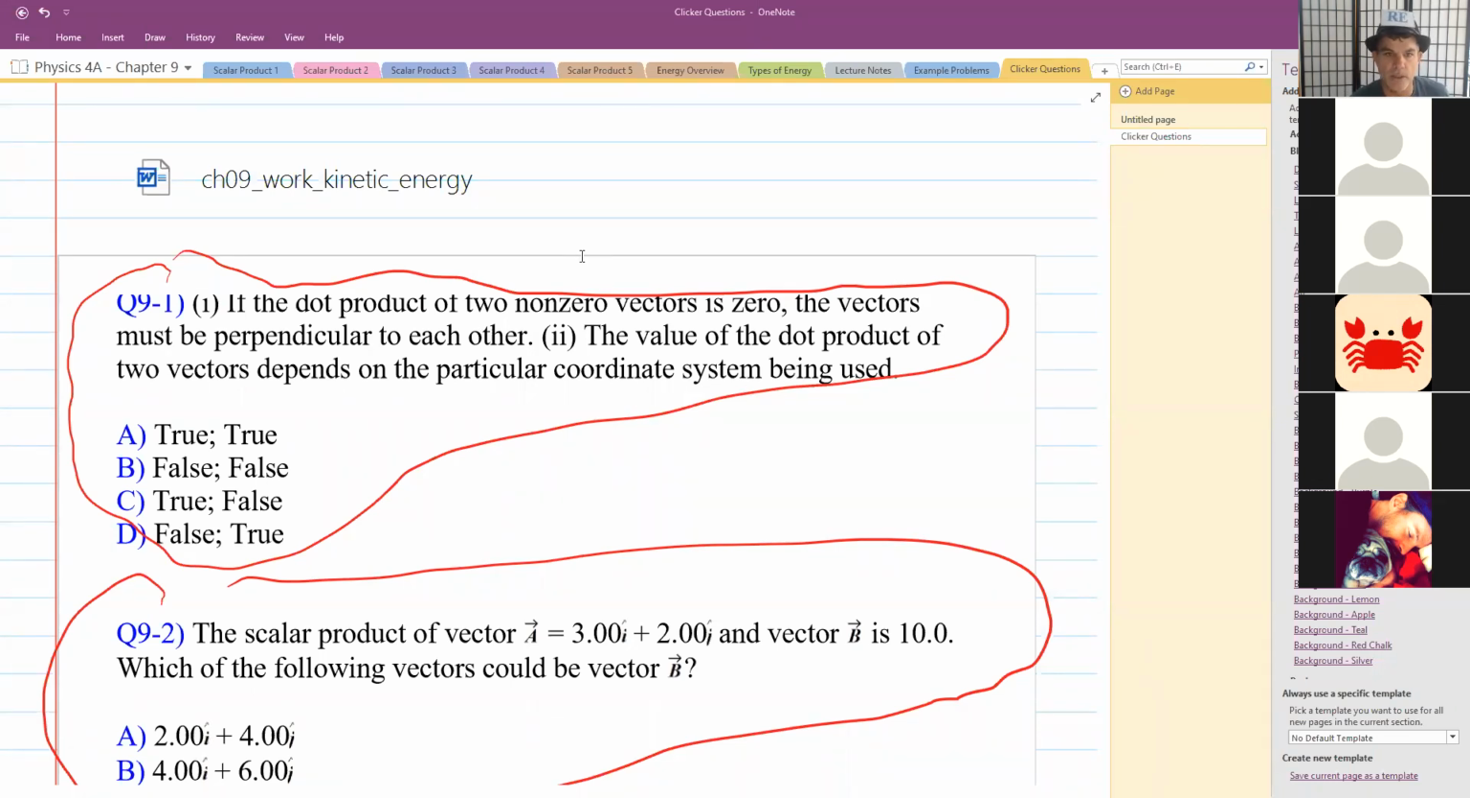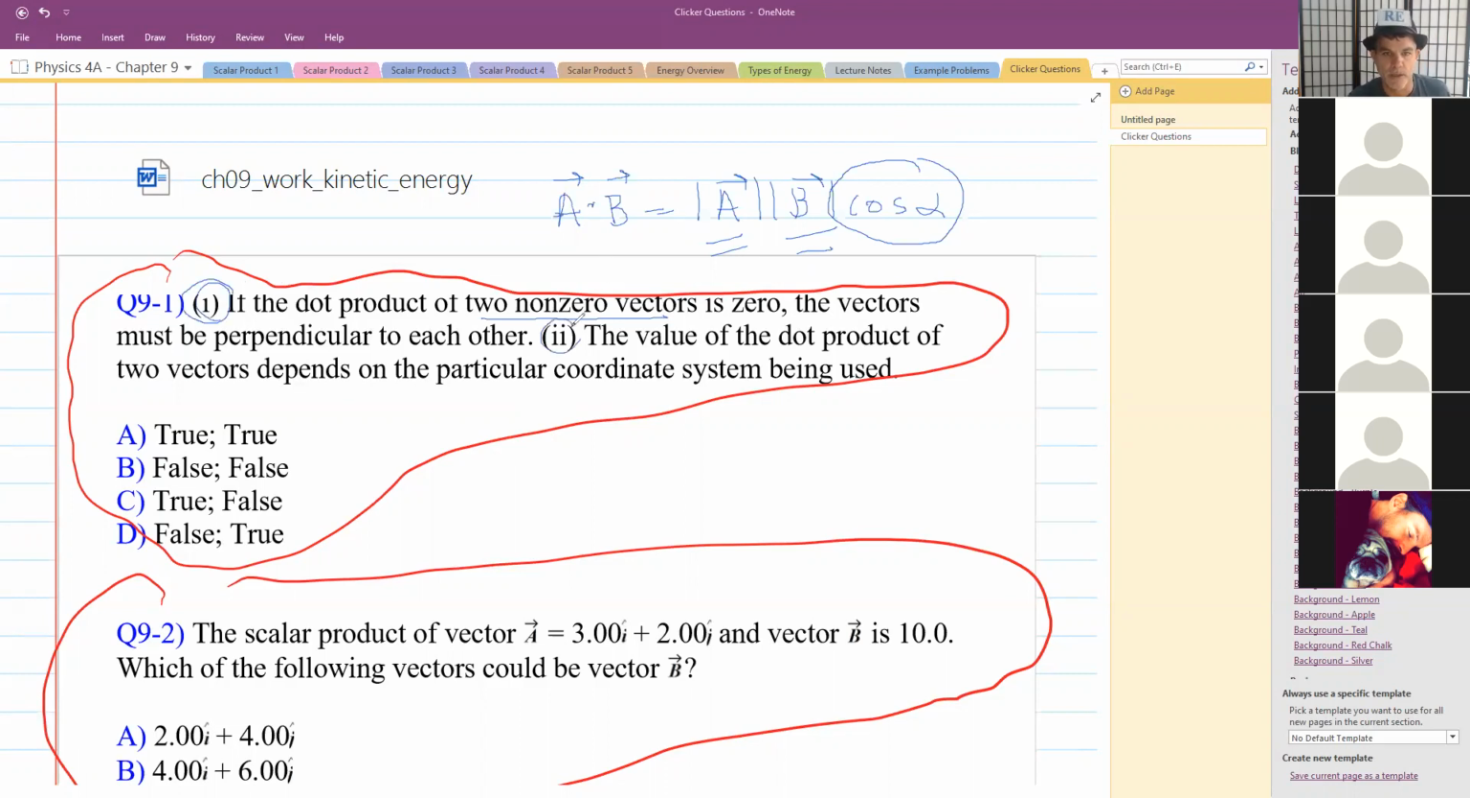From this definition of the dot product, A dot B is the magnitude of A times the magnitude of B times the cosine of the angle between the two vectors. You're told that these are non-zero vectors, which means the magnitude of A is not 0, the magnitude of B is not 0. So the only way that the dot product can be 0 is if the cosine of the angle between the two vectors is 0, which means the vectors are perpendicular to each other. So A, this first one, is true.